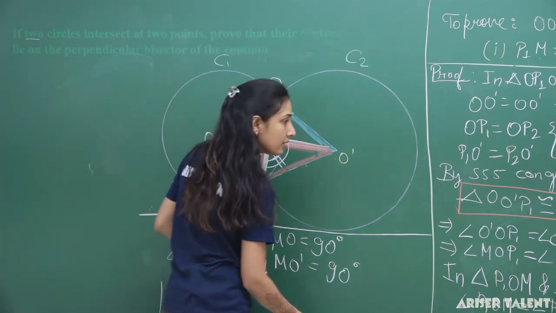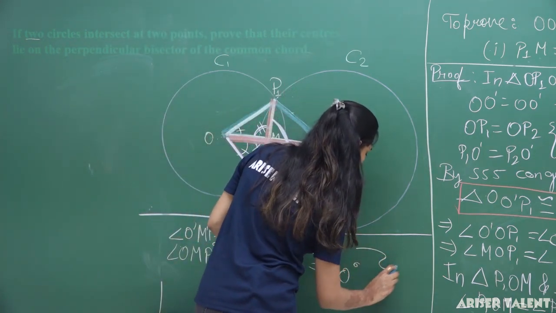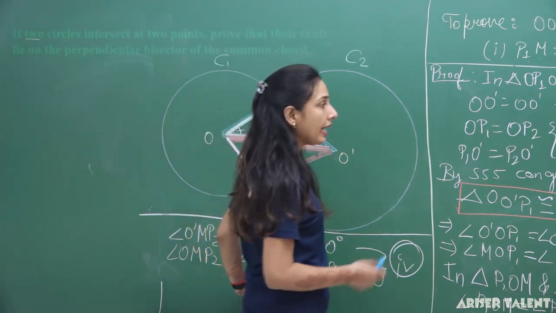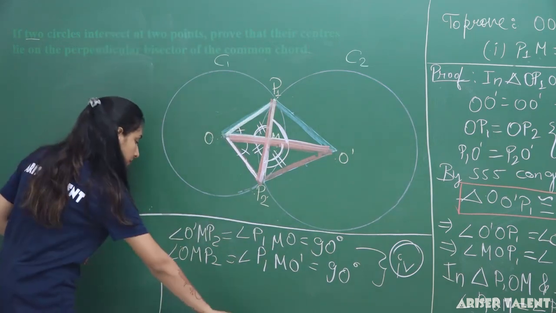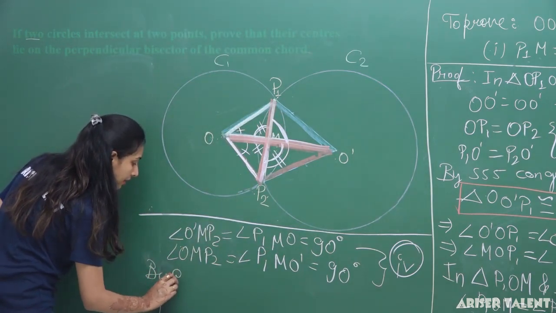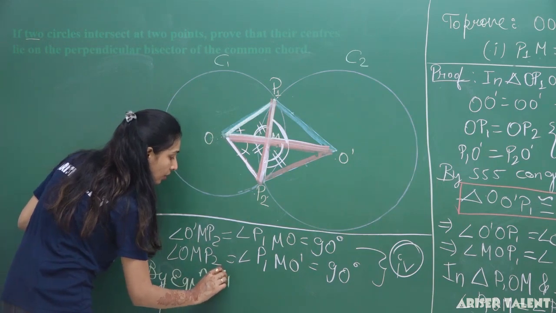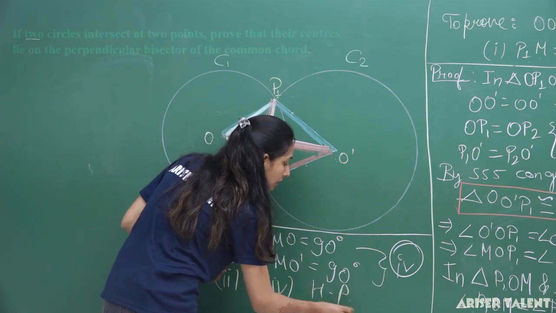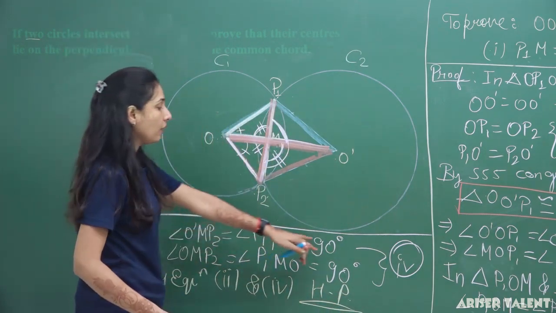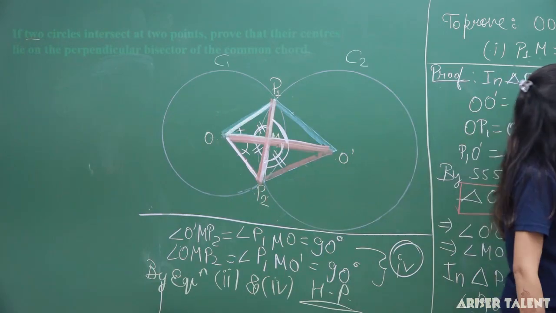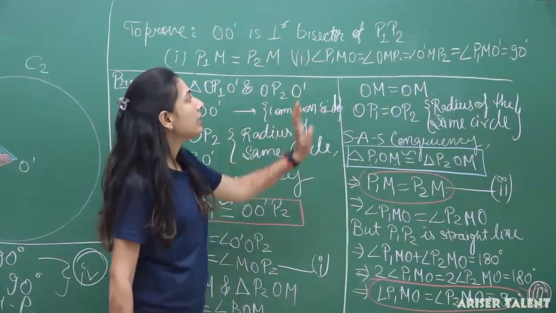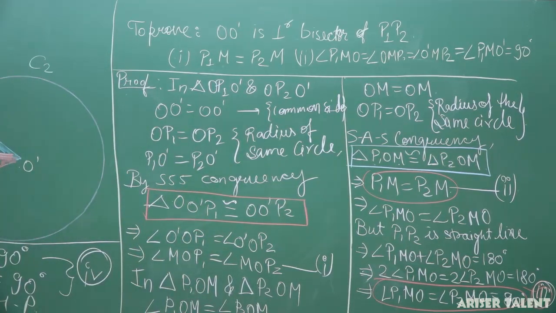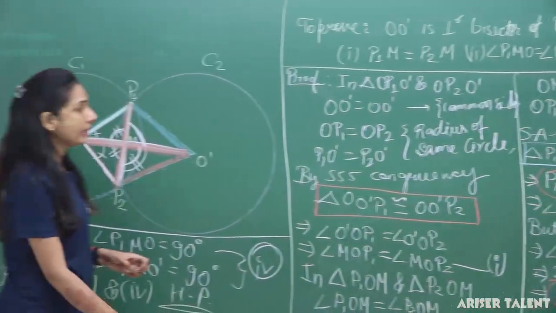Okay. So by this fourth, I can write by fourth and by second, by equation second and fourth. Hence proved. These four angles are now equal to 90 degree and this side P1M equals P2M. This we have to calculate. Okay. Note it. Note it completely.